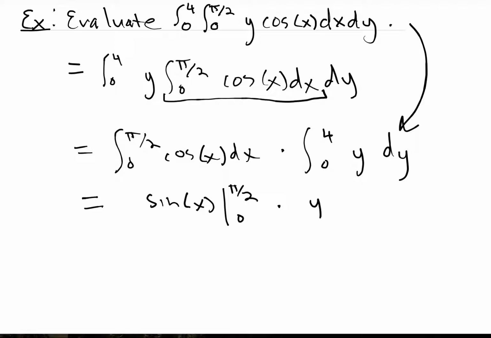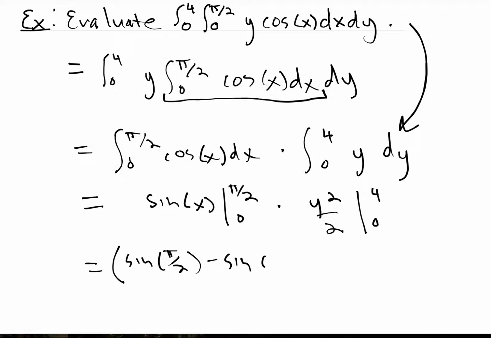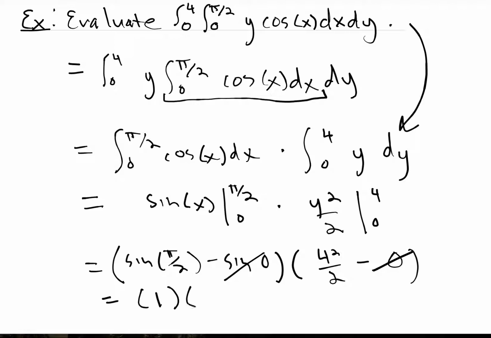Okay, same deal over here, y squared over 2 between 0 and 4. What this means is I'll get sine of pi over 2 minus sine of 0 times 4 squared over 2 minus 0. Well, both of these end up being 0, so they kind of fall out. In this particular case, I can clean this up, just get 1 times 16 over 2, which is 8, and just get 8 back.